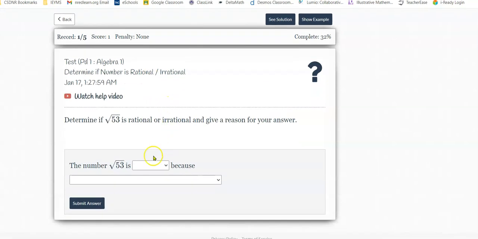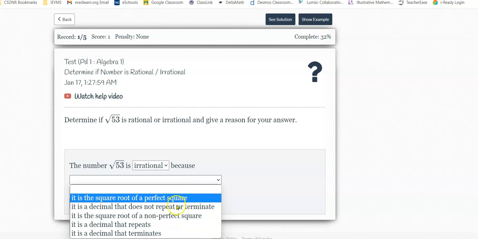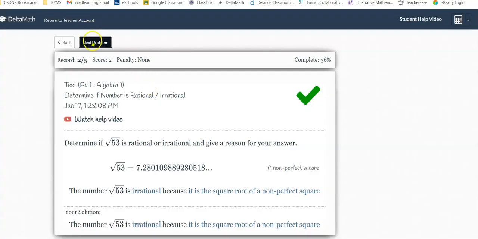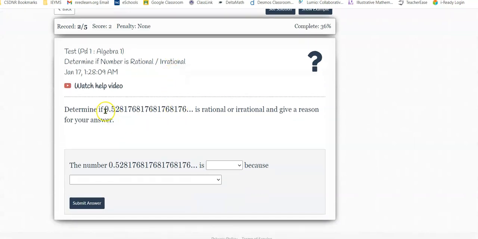Let's try another one. I think I just did this one. Square root of non-perfect square. Okay, next problem. Okay, now this is not a square root question.